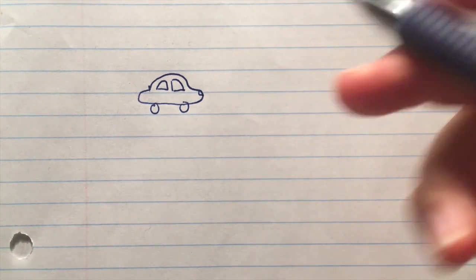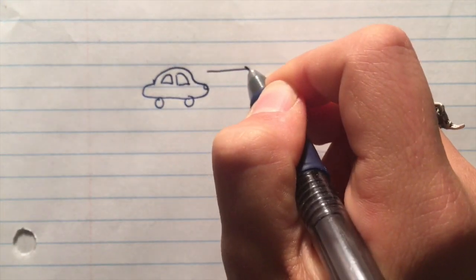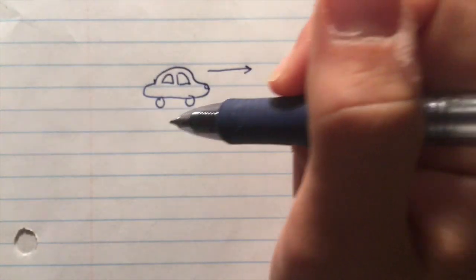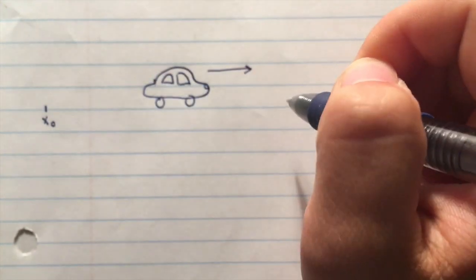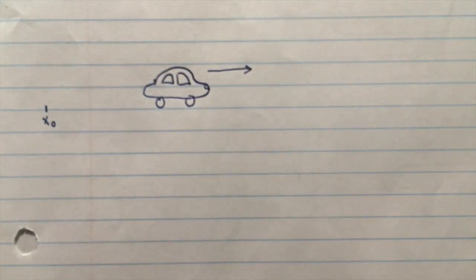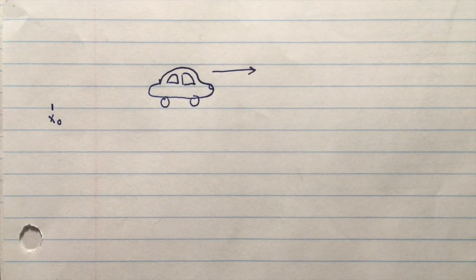The car is moving. It's moving that way. So the car started somewhere. I don't know, I'm just going to call it x naught. That's where the car was, and the car has moved past that. So the car has been moving for a while. Okay, that's about the extent of my picture.